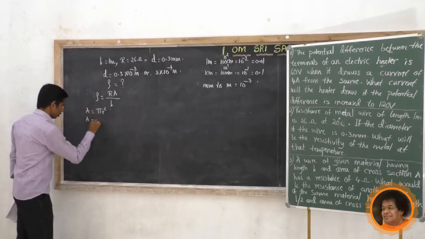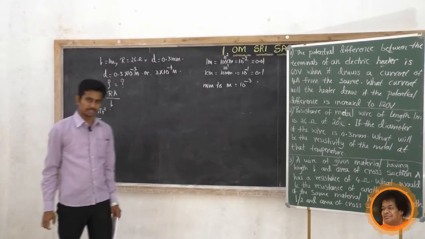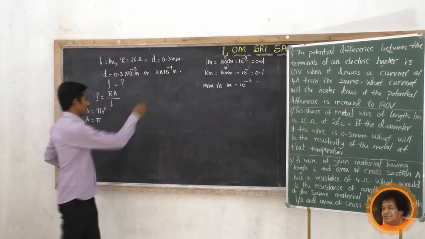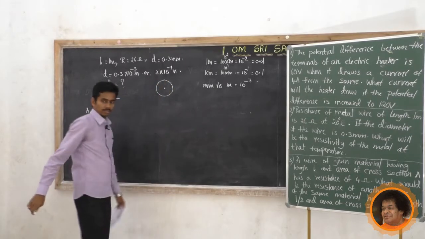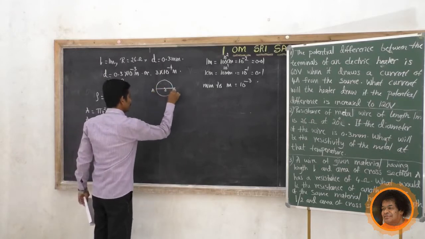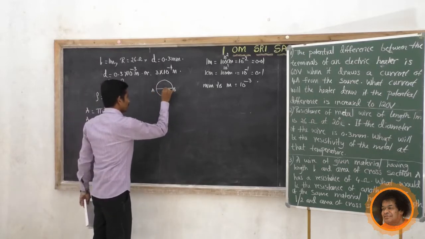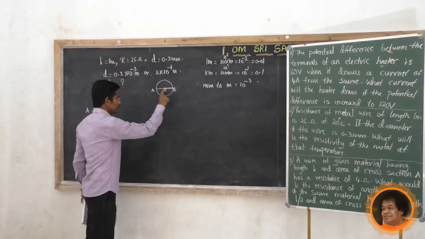A equal to pi. What is r? R means radius. It is given diameter. How to find the radius? This is a circle. This is the center of the circle. If I write AOB, AB is a diameter. Then OB is called radius. AB is diameter, OB is radius.